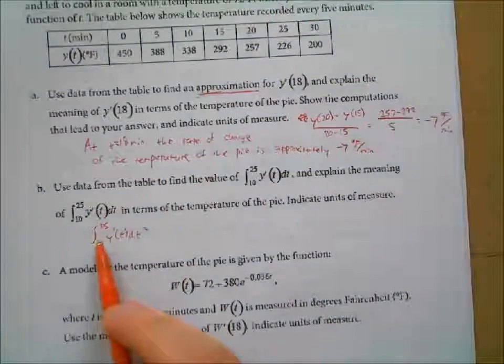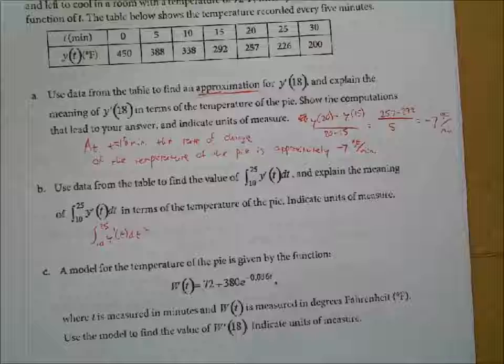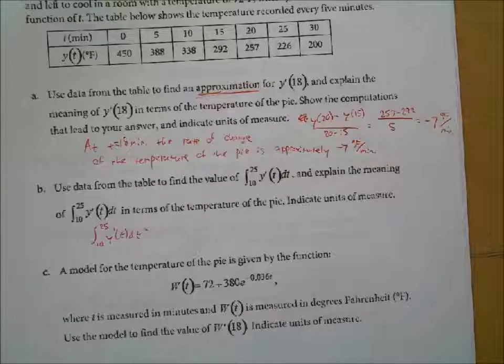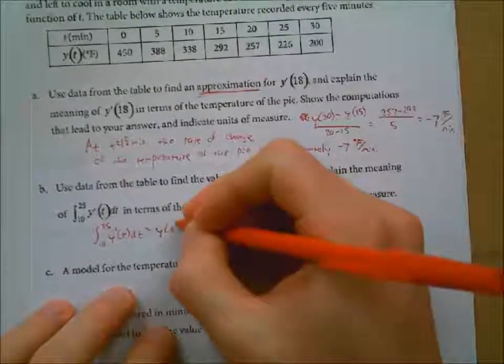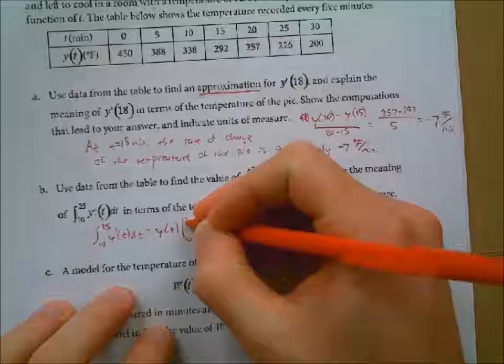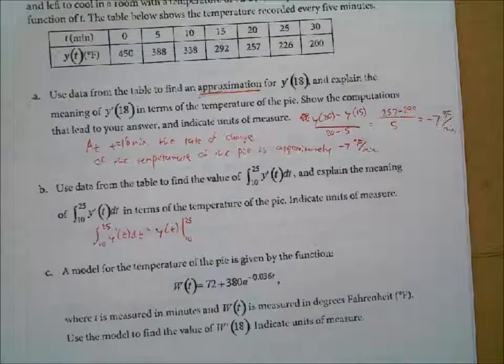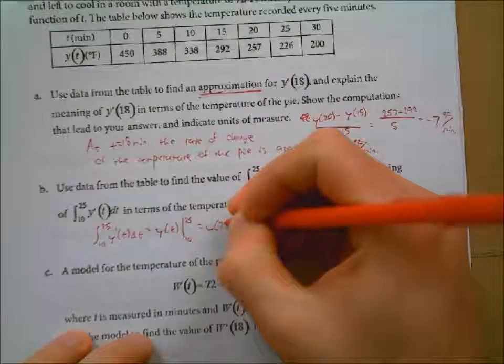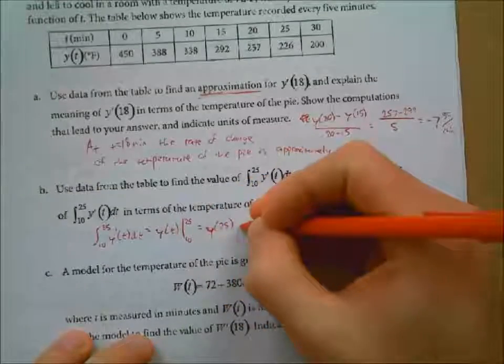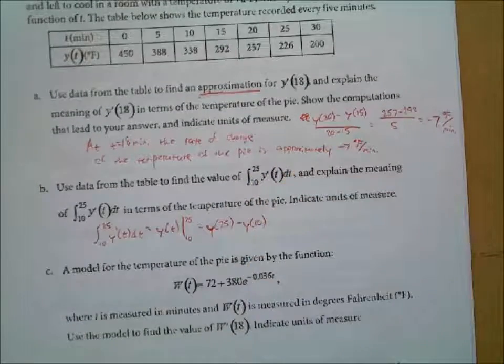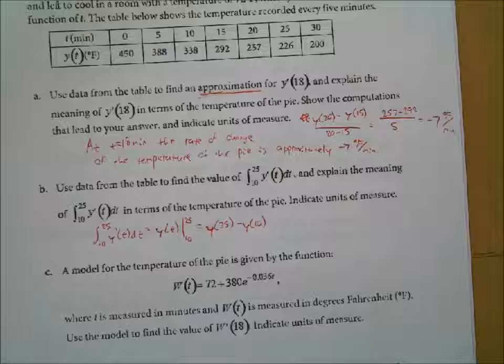If we integrate y prime, what are we going to end up with? Y of t plus some c, right? But if we're going to do a definite integral, that c value is going to subtract and disappear, and so we're going to end up with y of t evaluated from 10 to 25. And so we get y of 25 minus y of 10.